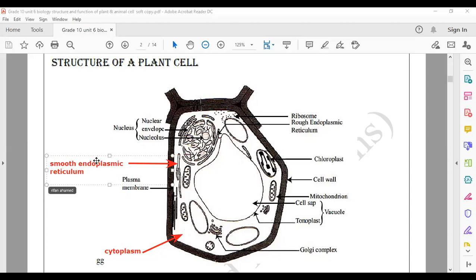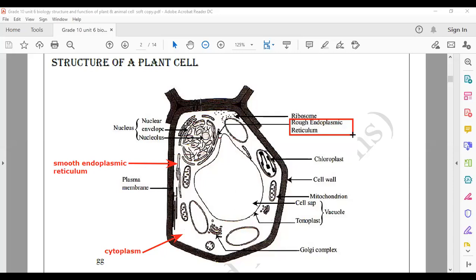Understood? This word I didn't give now. What I gave you is rough endoplasmic reticulum. Some of you are reading rough endoplasmic separate, reticulum separate. I didn't give you endoplasmic reticulum in the beginning. So those two things you have to mark in this picture.